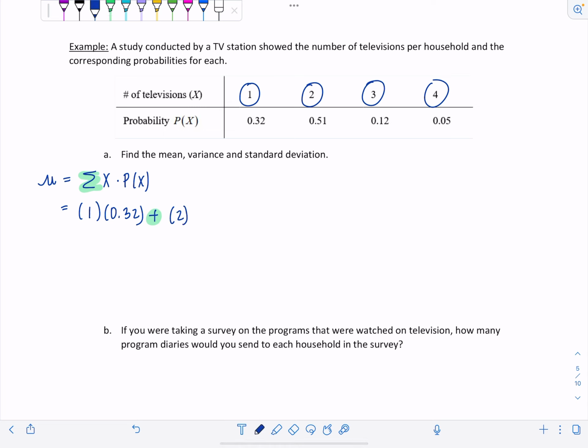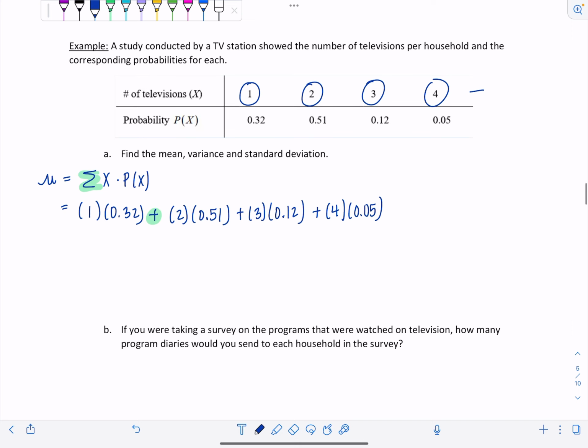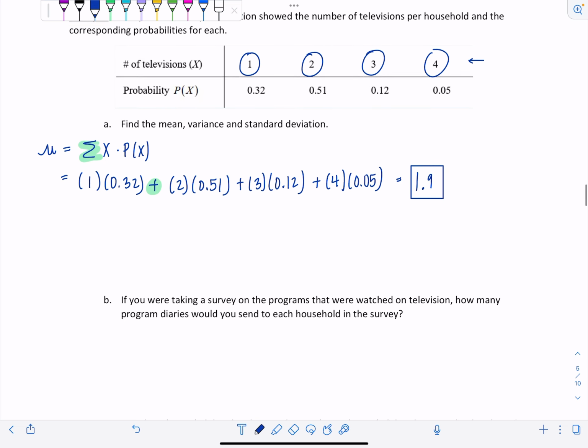Plus 2 times 0.51 plus 3 times 0.12 plus 4 times 0.05. All right, and then you can put this all in your calculator, and we'll just round to 1 decimal place since there's no decimal places here, right, in the values of x. So I'm going to round it to 2. Oh, no, 1.9. Okay, easy enough? Now let's get the variance.